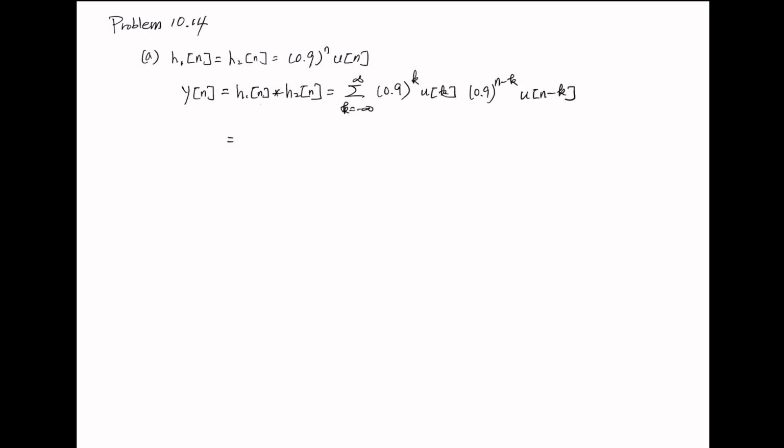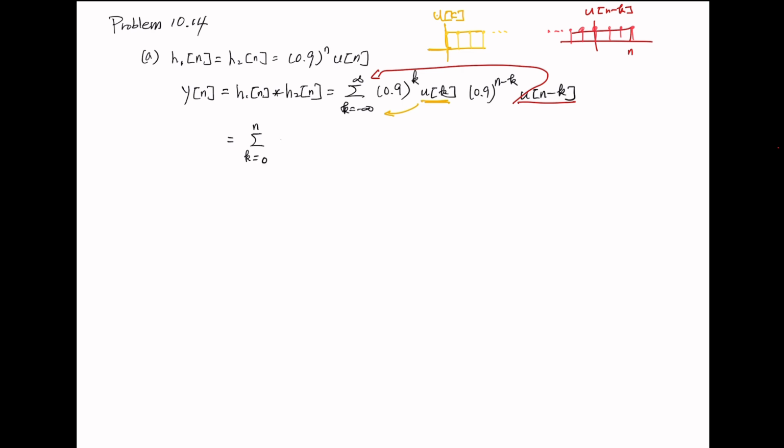Now we can take care of u of k as a lower bound, because u of k looks like this. And then we're going to take care of the upper bound from u of n minus k, where here is the n, and we cover the negative side. Then the summation k goes from 0 to n, and we have 0.9^k times 0.9^(n minus k). The middle 0.9 to the n, the variable is n, so we can take it out to the front.